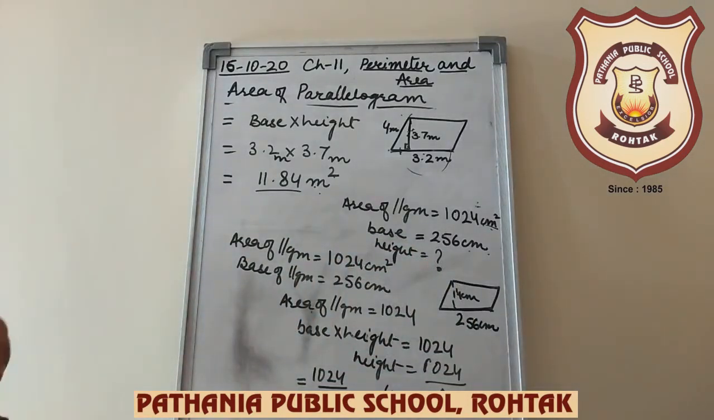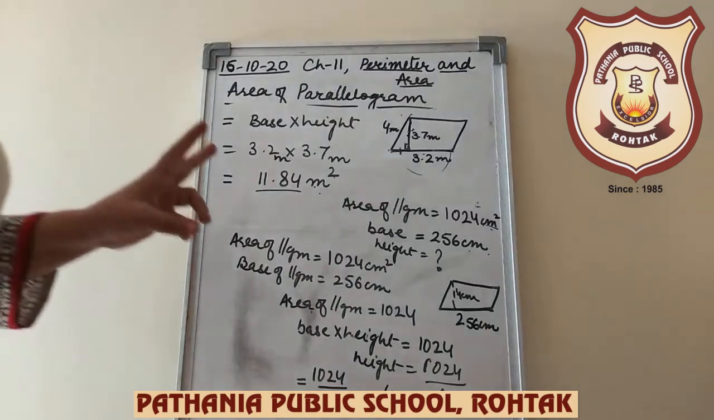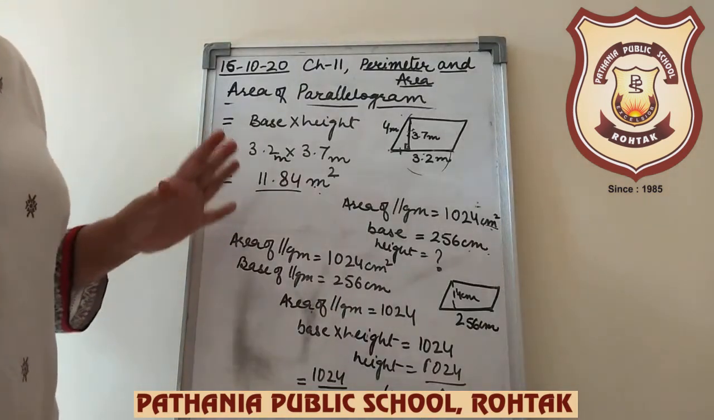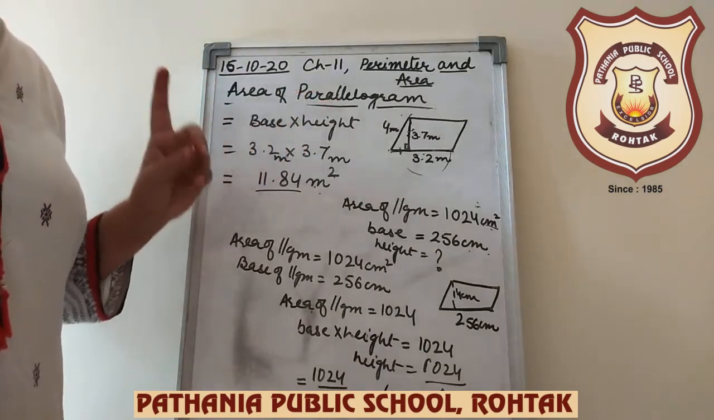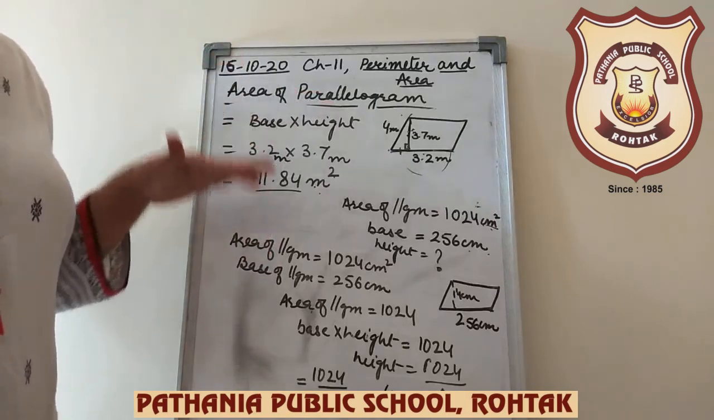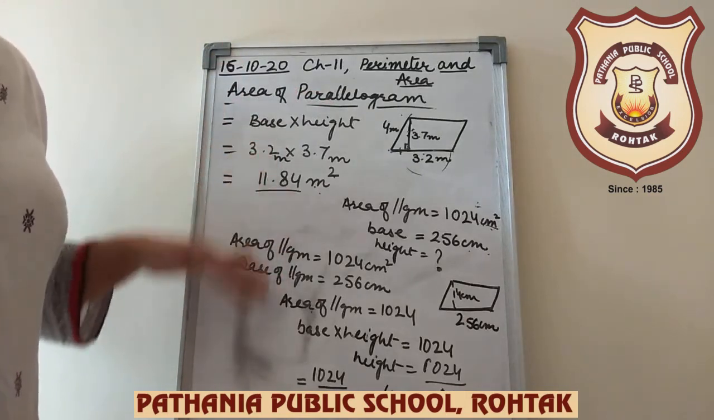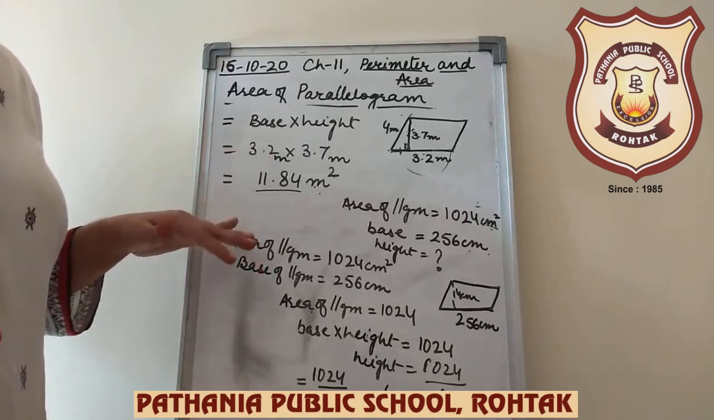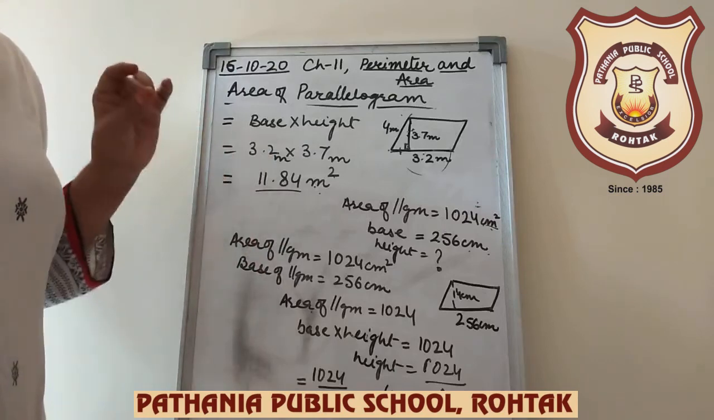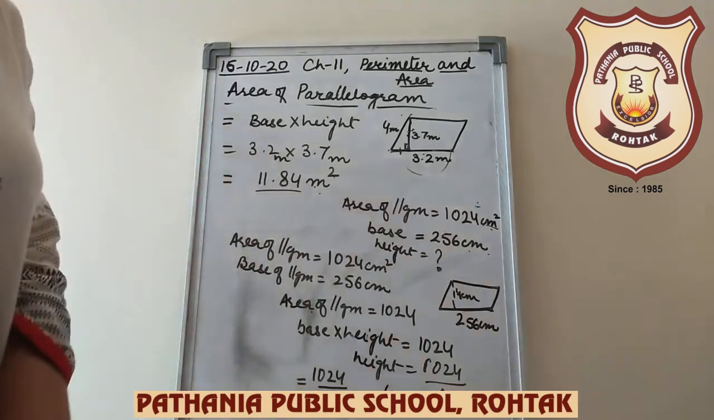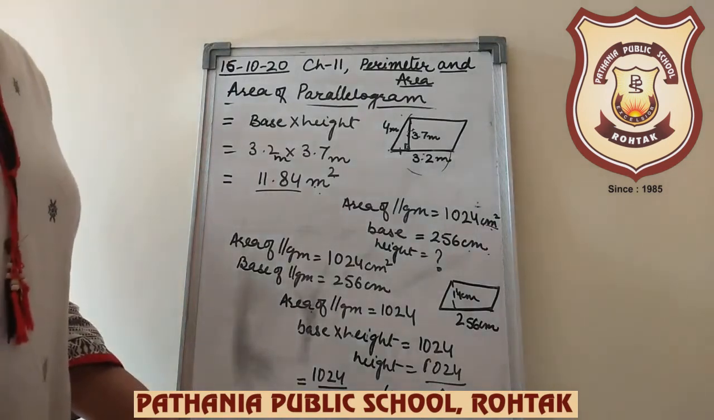So this is a part of exercise 11.2, where we will study the area of a parallelogram as well as the area of a triangle. I am just taking up the area of the parallelogram only for today. Is it clear? So the questions which are related to the parallelogram, only those will be done. Leave the triangle. Understand?